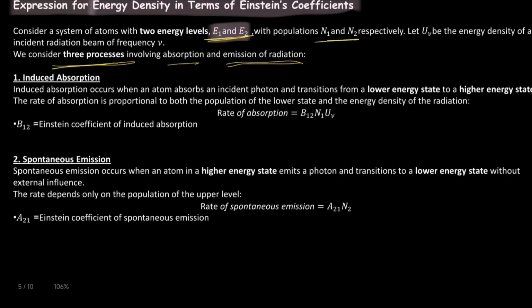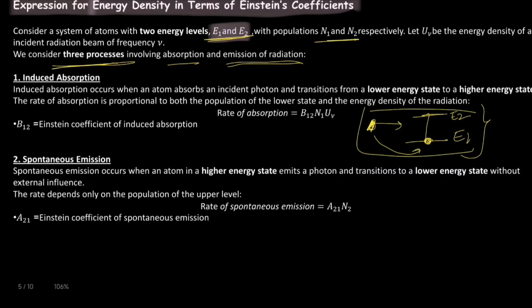Now first let us understand what is induced absorption. I already said what induced absorption is. In simple terms, I'll tell again. A photon comes. This is a photon. It gets absorbed by an atom. When an atom absorbs this photon, it jumps to the higher energy level. This is nothing but induced absorption. So we express this in terms of a formula as B12 N1 UV.